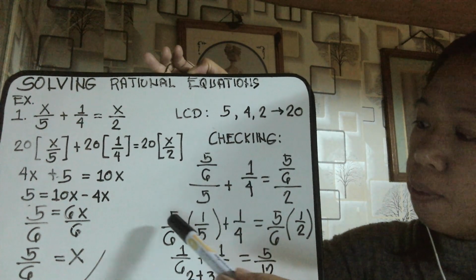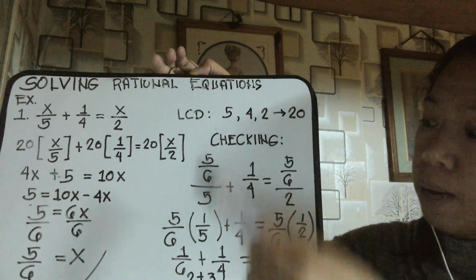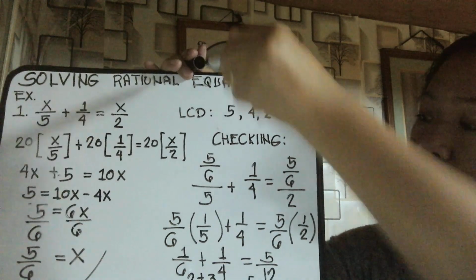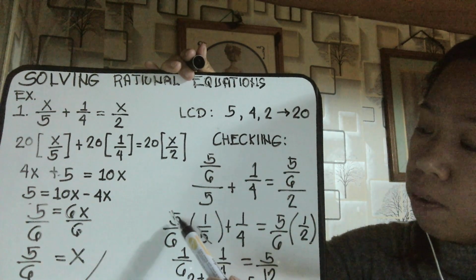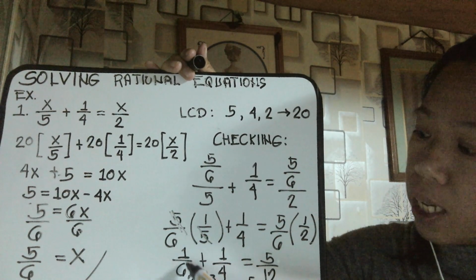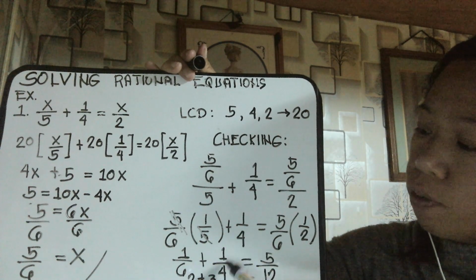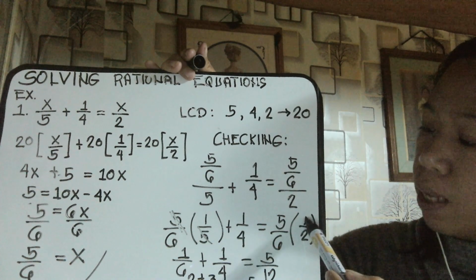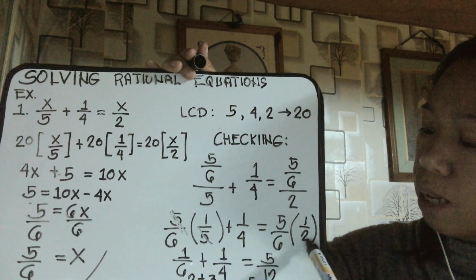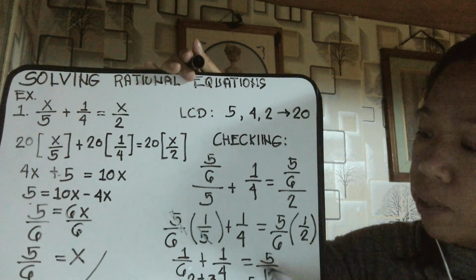Then simplifying, we can cancel out 5 here. 5 and 5 will be cancelled. So we are now left with 1 over 6. Then copy 1/4. And on the right side, we will have 5 times 1 is 5, and 6 times 2 is giving you 12.